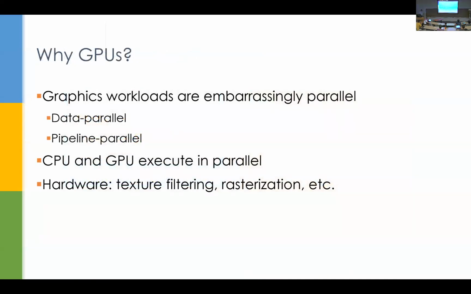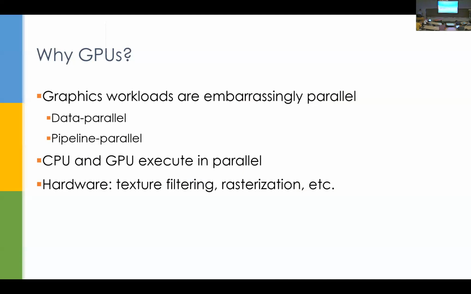So why GPUs? Graphics workloads, like we saw, which are pixels and triangles, are embarrassingly parallel. If you're doing one operation on one pixel, you're very likely doing it on every pixel or on many, many pixels at least. Similarly, if you're applying a transformation to your triangles, you're applying that same transformation to all the triangles. So this is what we call embarrassingly parallel, both in the data parallel and the task parallel, because you can execute them at the same time.